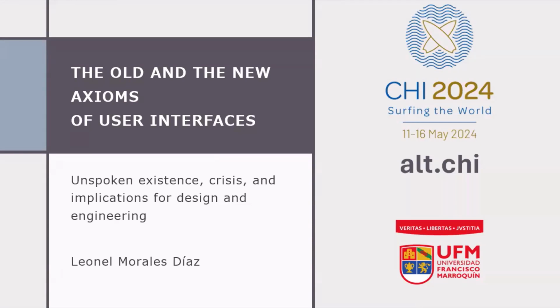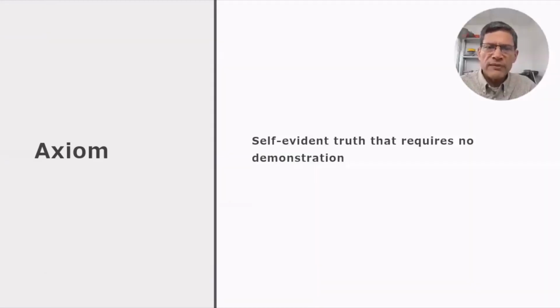The title of this session is The Old and the New Axioms of User Interfaces. The subtitle of the session is Unspoken Existence, Crisis, and Implications for Design and Engineering of User Interfaces. An axiom is a self-evident truth that requires no demonstration. Axioms are used in mathematics, physics, logic, and several other fields. Human-computer interaction is no exception.